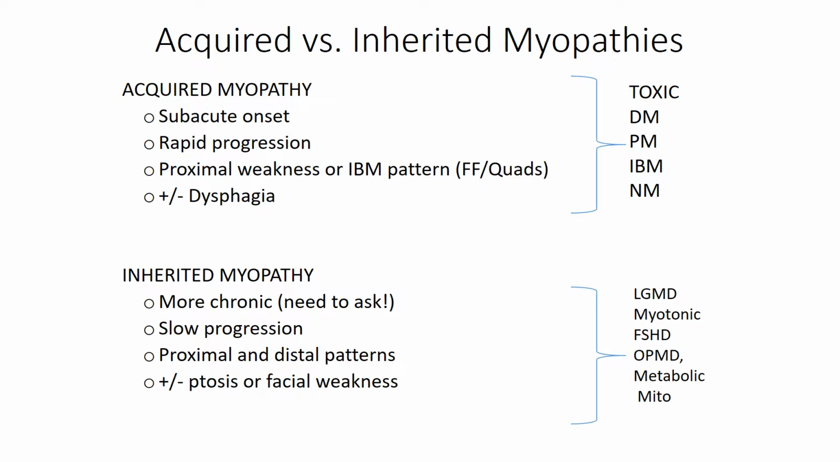The weakness pattern of an acquired myopathy is typically proximal, with the exception of inclusion body myositis, which we'll talk about separately, whereas an inherited myopathy may have either proximal or distal patterns. Obviously, the distal patterns don't tend to get confused for myositis frequently.